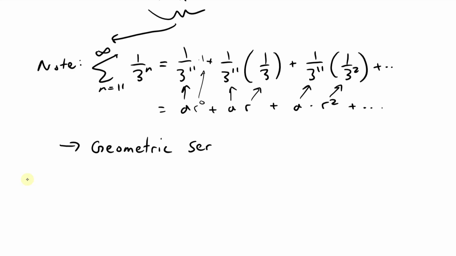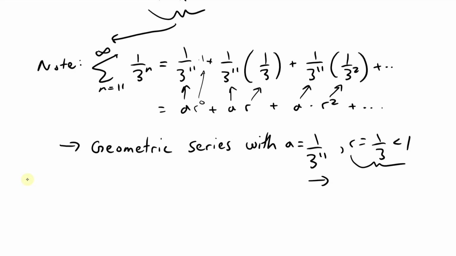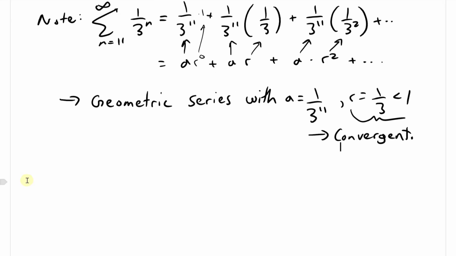So thus we have a geometric series with a equal to 1 over 3 to the 11 and r equal to 1 over 3, which is less than 1, hence convergent, not divergent. Convergent, like that. So thus we can get the exact formula, or the exact amount, of the remainder of the comparison theorem.